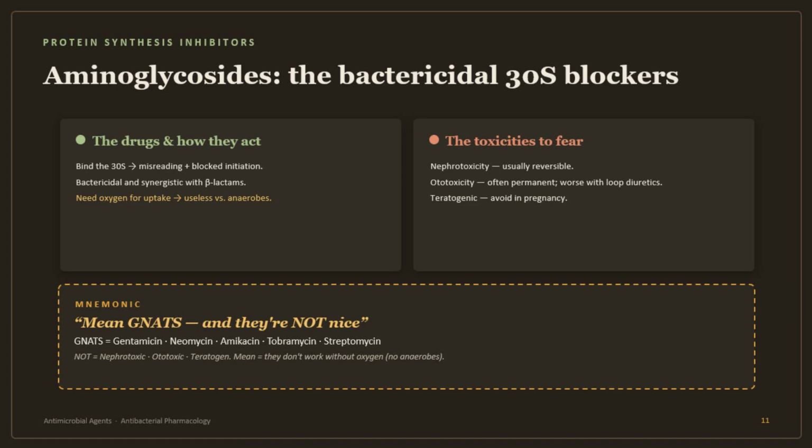Now the toxicities you have to fear. Nephrotoxicity, usually reversible, thankfully.